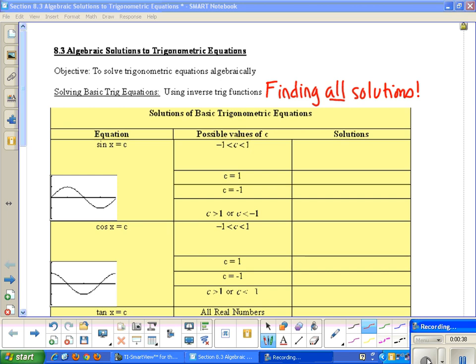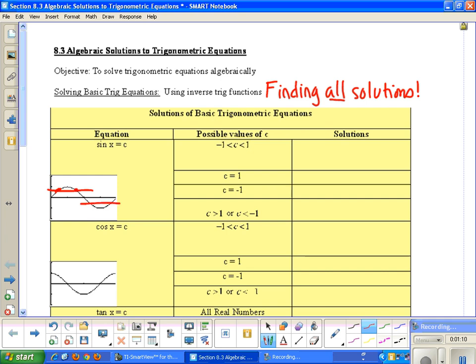So if we look at the sine of x is equal to some number, and we're going to call that value c, we can do a couple of different things to figure out what our solutions are. Remember, here we have our sine graph. If I have values of c that are in between negative 1 and 1, then if my answers were the positive c values, I would have two solutions. If it's negative answers, I also am going to have two solutions.